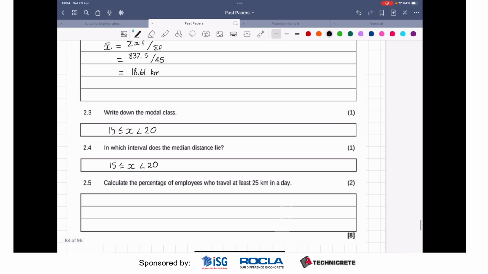All right, then the last part: calculate the percentage of employees who travel at least 25 kilometers in a day. So at least 25 kilometers in a day is 25 or more. And I want the percentage of employees. So I'm going to have all of the ones who travel at least 25, so 25 or more, divided by the total number of employees, which is 45, we found in the first part, and then times 100, because it asks for percentage.